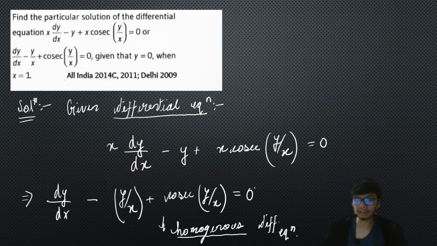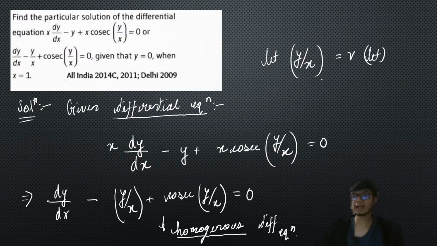So it is beneficial to see how to solve the homogeneous differential equation. What we can do is let us assume this y upon x part as some variable v, not a constant, a variable v. And then the advantage of doing this is that I can write y as v times x.